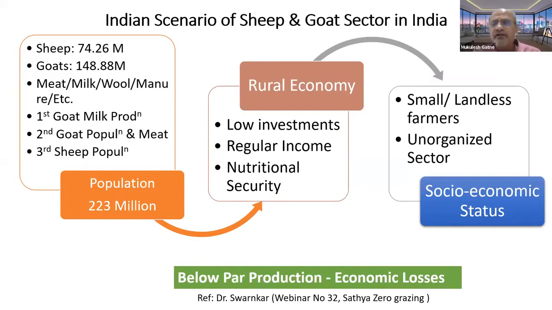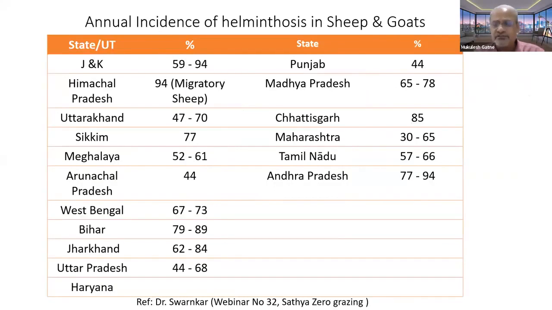We all know that we have got a huge population, but per head production of these animals is not optimum. Unorganized sector is the main reason. But apart from that, there are a number of scientific reasons, and one of these problems is parasitism.